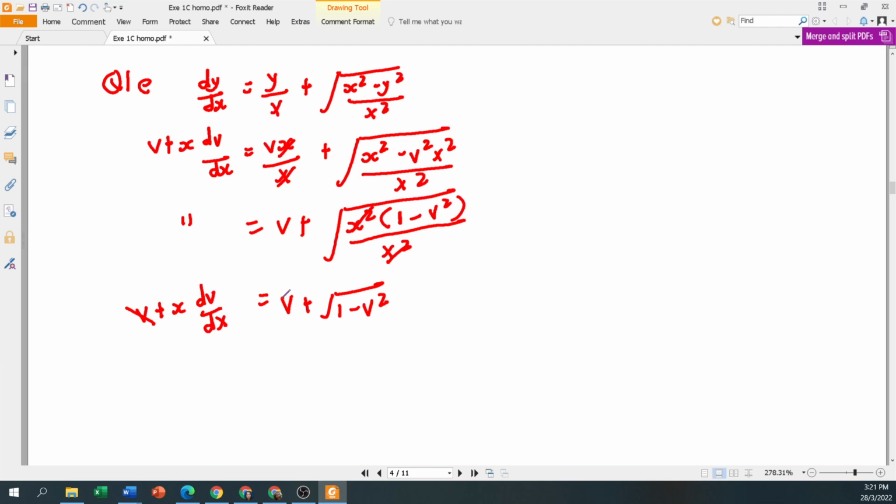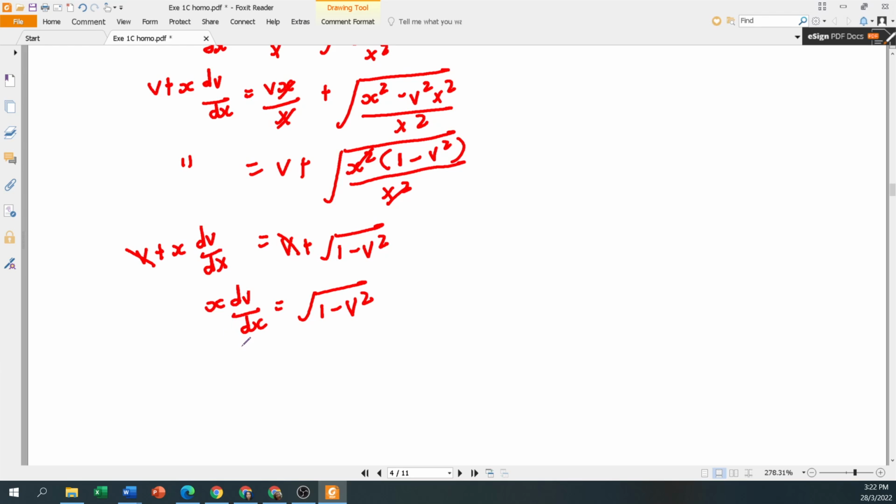So the v on the left side and right side cancel. Then you just have x dv/dx equal to the square root of 1 minus v squared. Now this is a separable equation in terms of v and x. Then divide, so dv over the square root of 1 minus v squared equals dx over x.